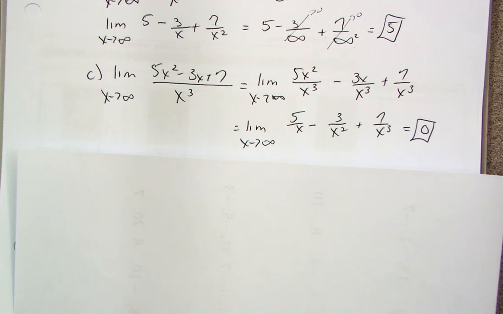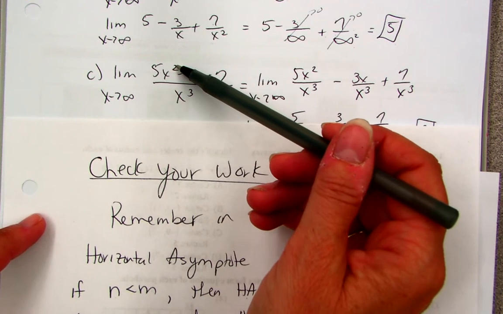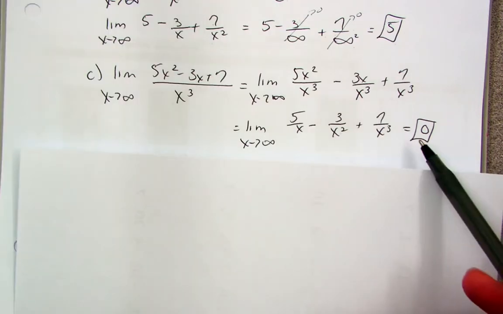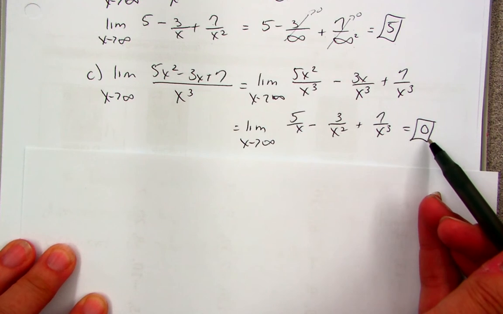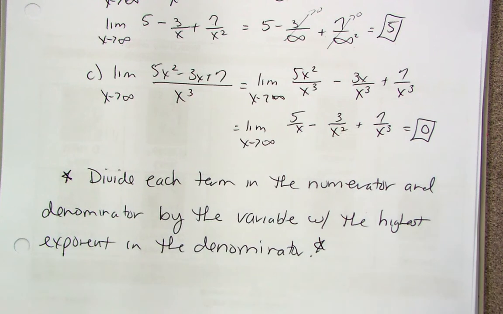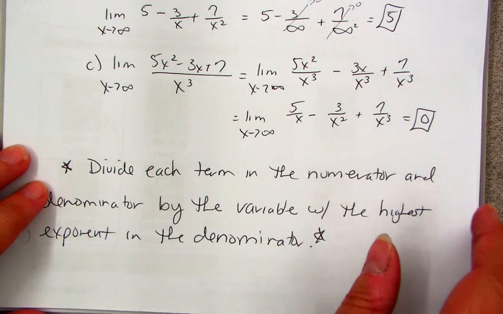Now I'm going to check my work from pre-calculus. In the original function, the n is smaller than the m, so the horizontal asymptote is y equals 0. This limit will only exist as I'm approaching positive or negative infinity if it has a horizontal asymptote, and that's what it's approaching, 0. So divide each term in the numerator and denominator by the variable with the highest exponent in the denominator. Let me show you a few more examples of that.